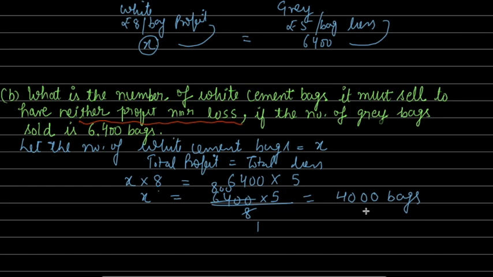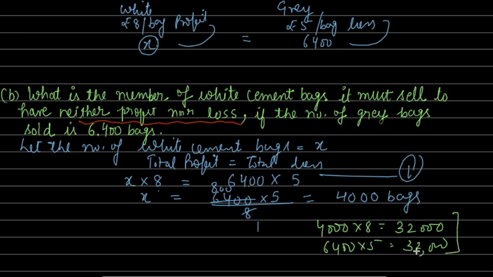Now if you want to cross verify it, this was the equation which we have made, right? So if I place the value here, x into 8 means 4000 into 8, how much is it coming out? 32,000. Now here also if you see 6400 into 5 is how much? 32,000. So this equation is verified. Both the sides are coming 32,000. It means neither profit nor loss. So this question was not very difficult, but you can always pause the video to understand and you can go back to understand this question again.